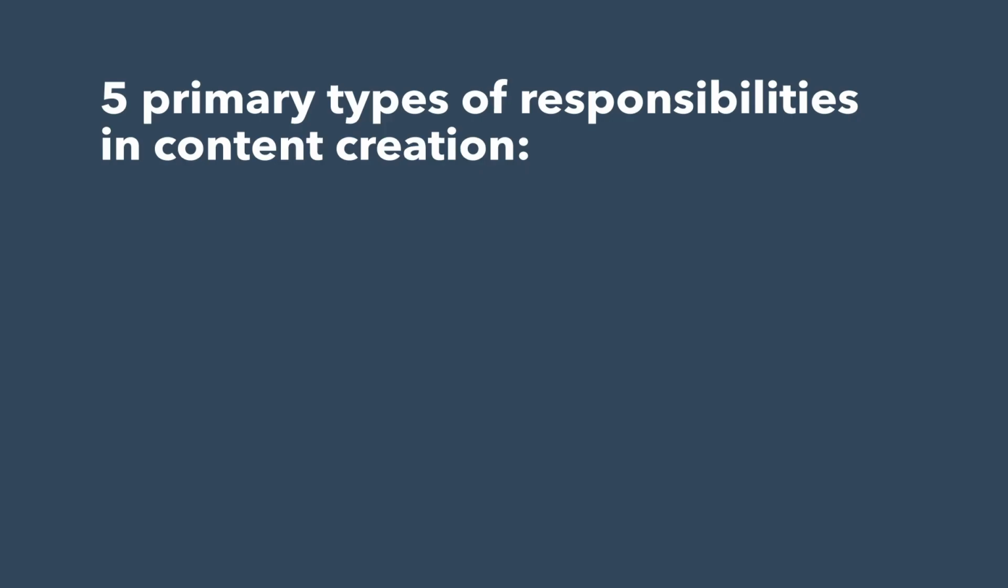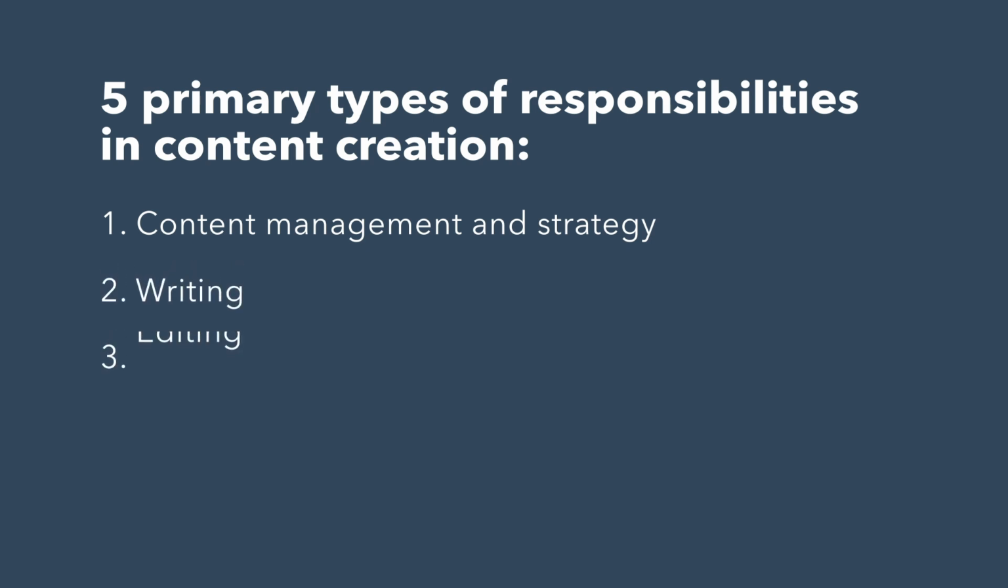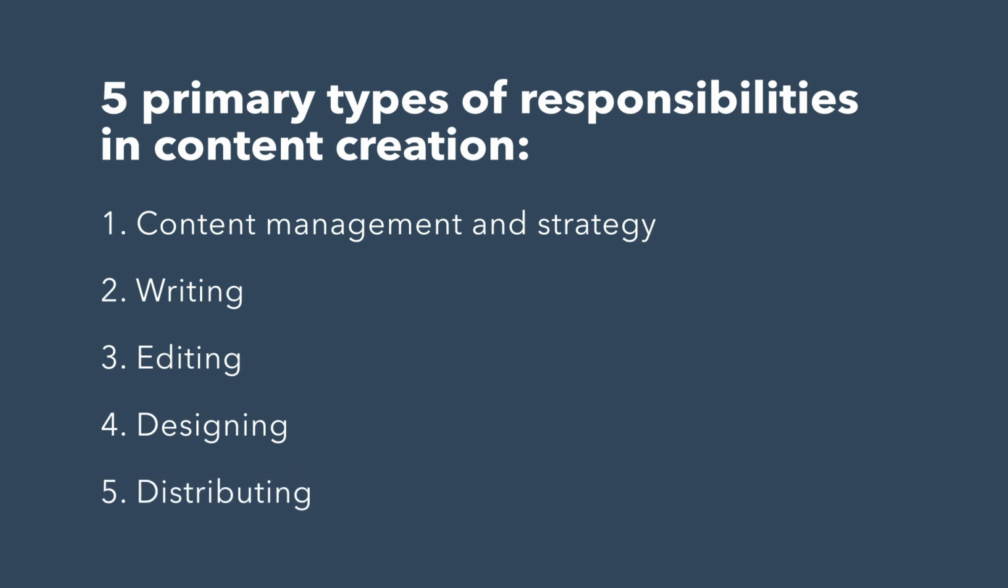To build a framework for scalable and organized content creation, there are two main types of resources you'll need: your team and your tools. Let's start with your team. There are 5 primary types of responsibilities in content creation: content management and strategy, writing, editing, designing, and distributing.